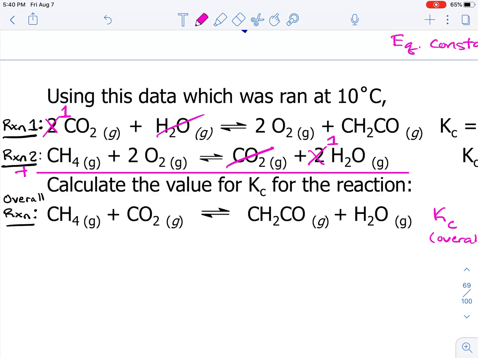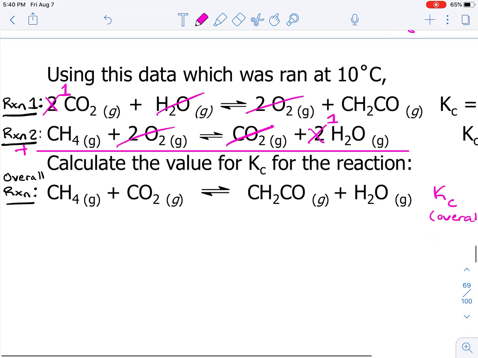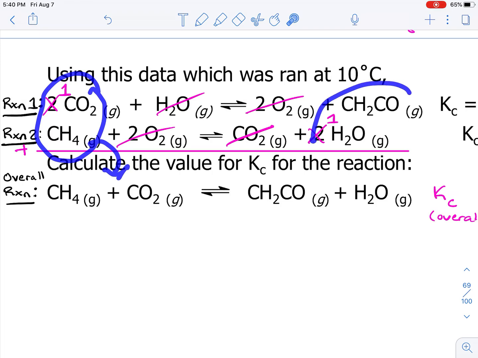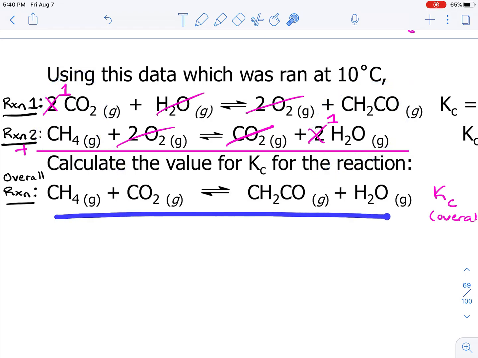So notice how here I have two oxygen gases and two oxygen gases. But since both of these oxygen gases are on either side, we're going to consider that as a quote-unquote reactive intermediate, and therefore it'll be canceled. And so I'm simply just going to carry on over the remaining substances that were not canceled. And notice that I get the same exact chemical equation that the question is prompting me to obtain.